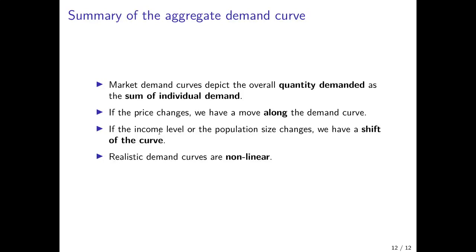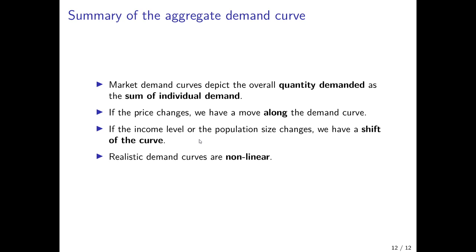So we can again summarize: market demand curves are the sum of the quantity demanded of all individuals in the market. And also these market demand curves, of course, are downward sloping. So if the price changes, then we have a move along the demand curve. So if the price becomes higher, we have a lower demand level. And if the price becomes lower, we have a higher demand level.